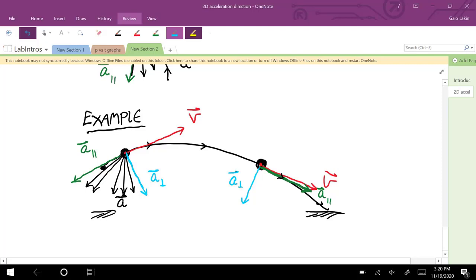And so the total acceleration is between A parallel and A perpendicular. So it falls somewhere in this range. So again, we know that the acceleration is down. Does the downward vector fall in this range of directions? Yes. So this new way of analyzing this problem is consistent with what we know about free fall.